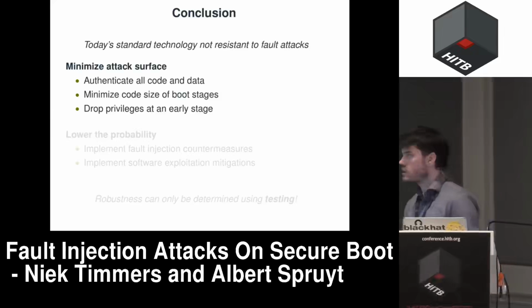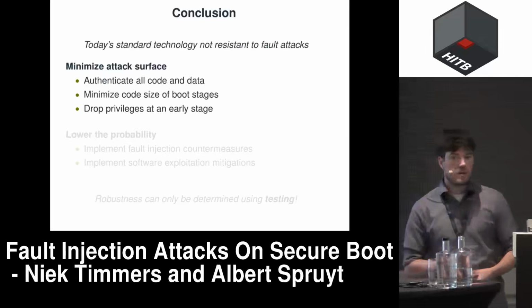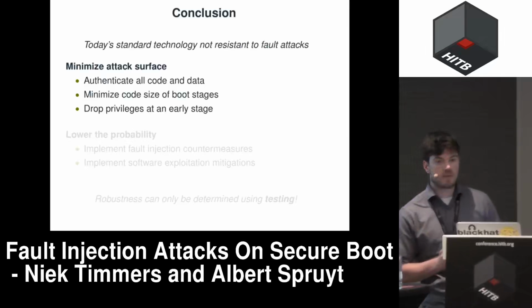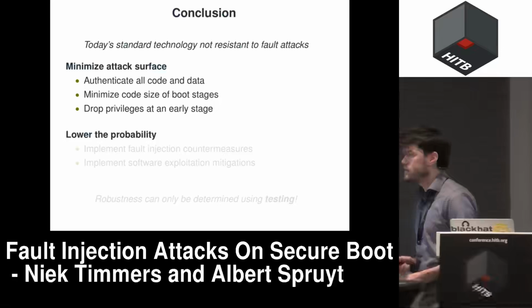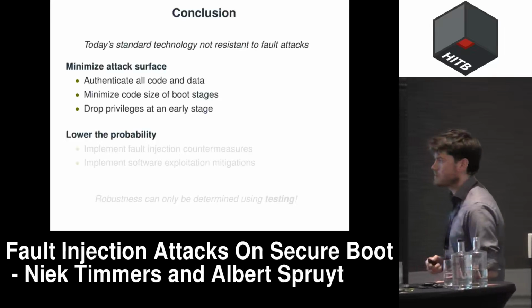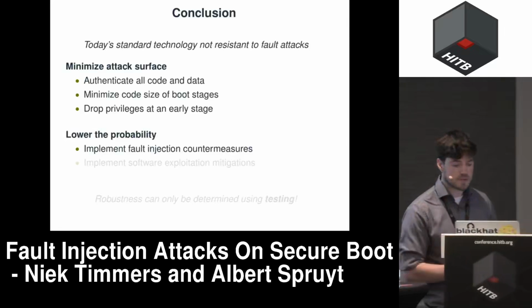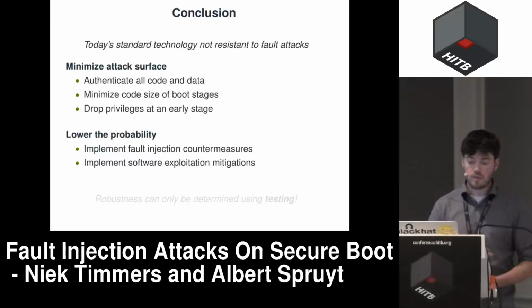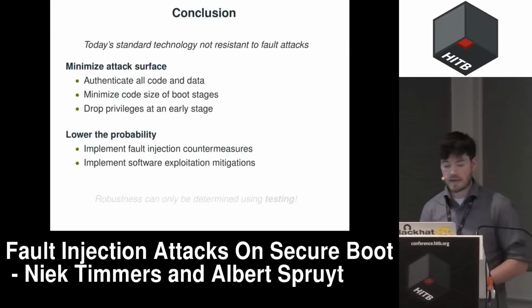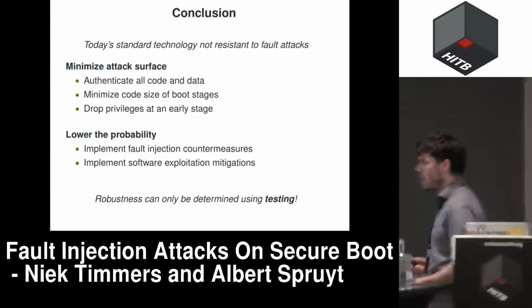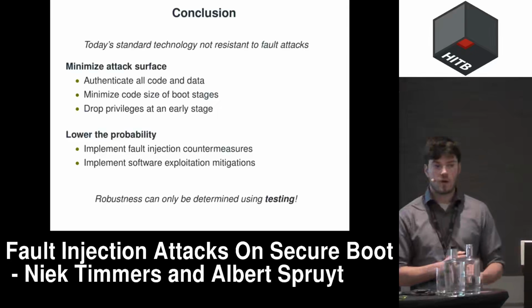And manufacturers also need to drop privileges at an early stage. If certain keys are only available in the ROM boot stage, breaking the secure boot chain later has no effect. We can also try to lower the probability of a successful bypass. That means, for instance, implementing the fault injection countermeasures we discussed. But it can also mean implementing software exploitation mitigations to have a higher degree of protection against these combined attacks. However, in the end, the robustness of a secure boot implementation can only be determined using testing.